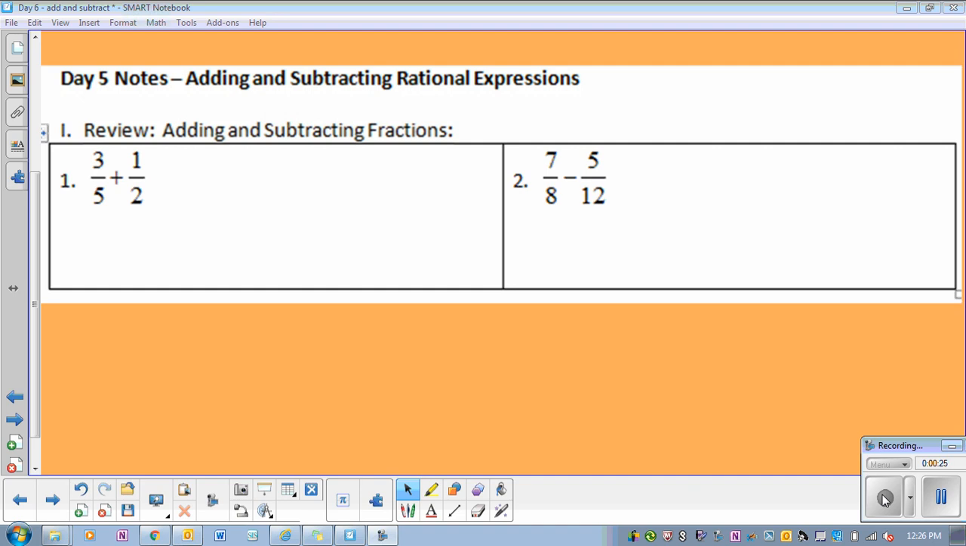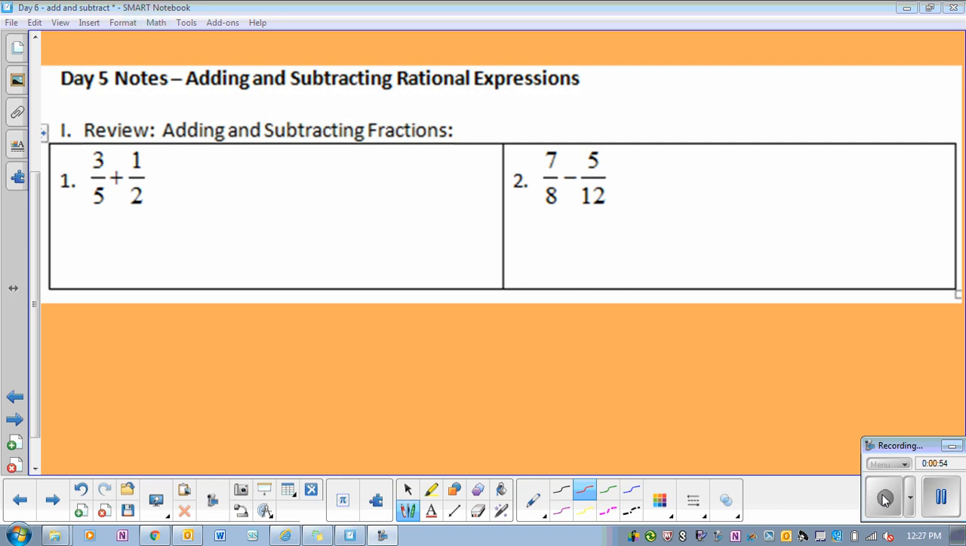Adding and subtracting fractions, this is just a review, but you do need to know how to do it without the calculator in order to understand how to do that with rationals, okay? So if I look at just 3/5 and 1/2, if I'm adding those two together, in case there are people who don't remember, I'm going to review this.